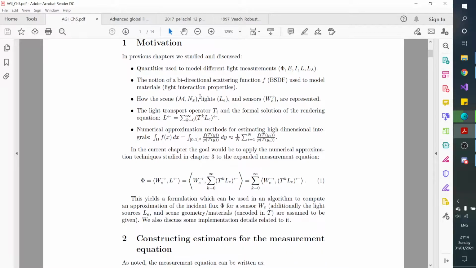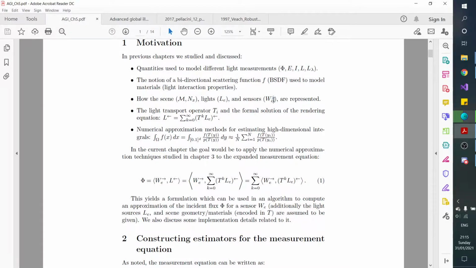We also saw how the scene is described. So it's just a set of points, M, and at every point we have a defined normal. So if I have a point X, this is the normal at this point. We also can introduce lights in the scene. So LE would be non-zero for those, but for every other surface, for every other point, we'll say, okay, LE is simply zero, so that's not a light source. And finally, we have the sensors as mentioned.